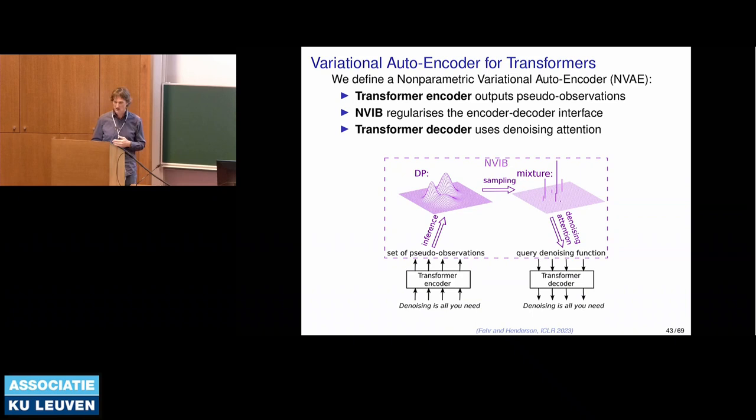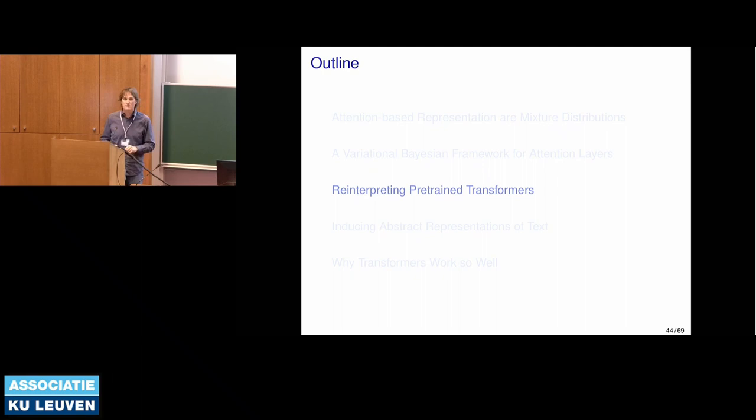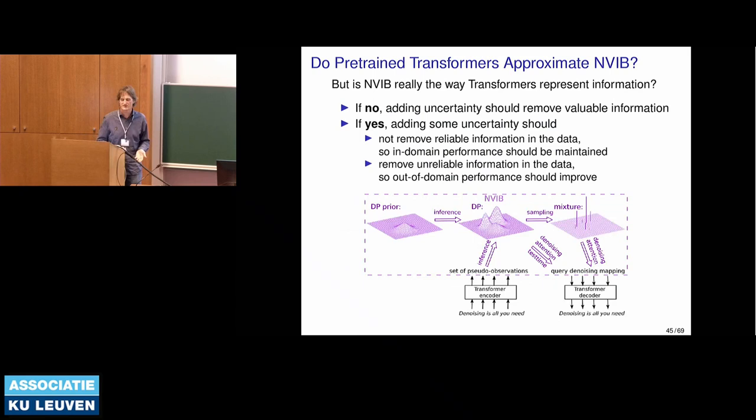Okay, so that's a way of characterizing a generalization of transformers, right? But does that really help us understand transformers? NVIB has a particular notion of what counts as information in its latent representation. Is that the same way that transformers represent information? If it isn't, then things that look like small changes to NVIB will turn out to be big changes to a transformer. It'll remove valuable information, you have cascading of errors, the whole model will break.